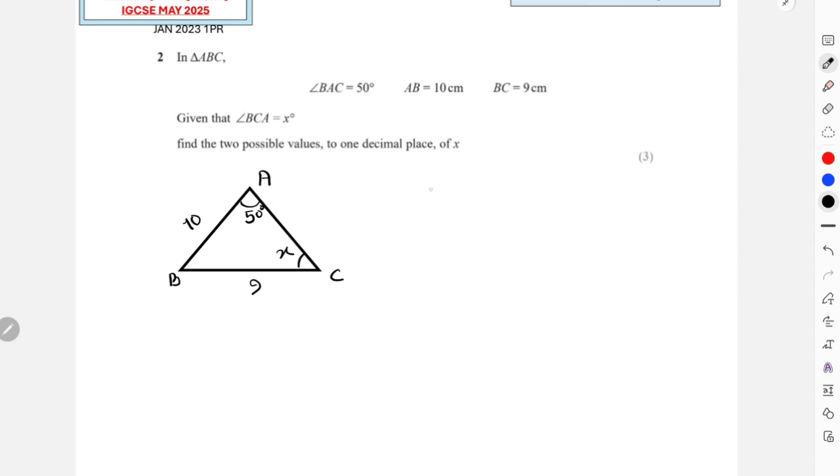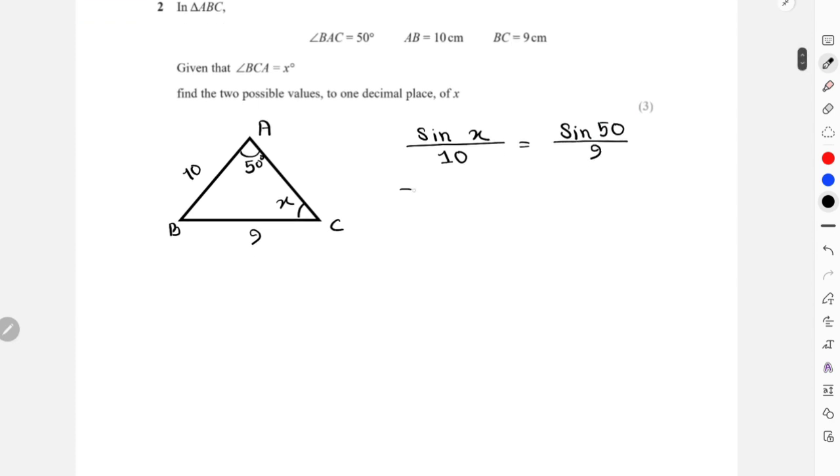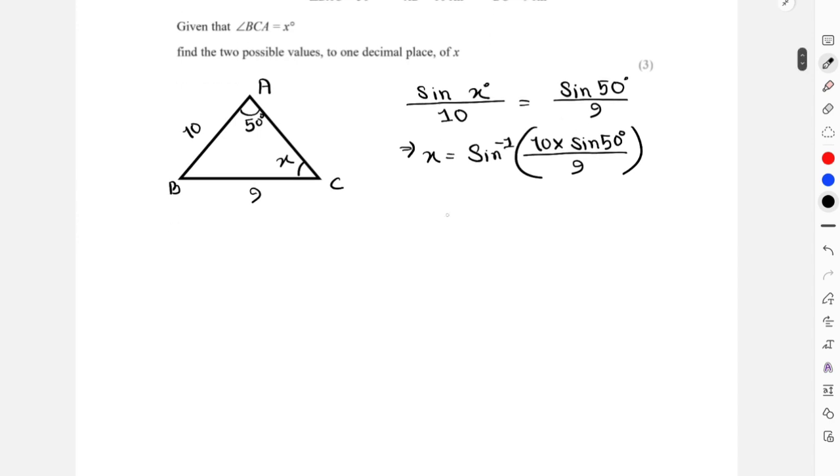Obviously, we're going to use the sine rule over here. It is going to be sine x divided by 10 equals sine 50 divided by 9. From all these parts, if you make x the subject, this will be 10 multiplied with sine 50 degrees divided by 9, and this entire thing will be inside a sine inverse function, which turns out to be 58.3 degrees, right? So we can consider 58.3 degrees as the value for this, as they asked to keep your answer to one decimal place.